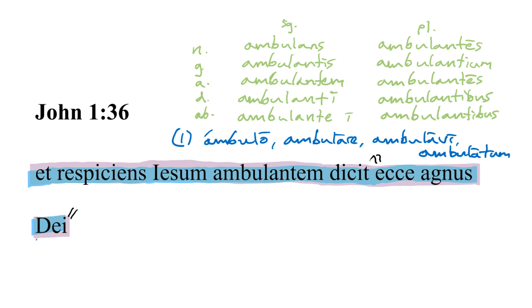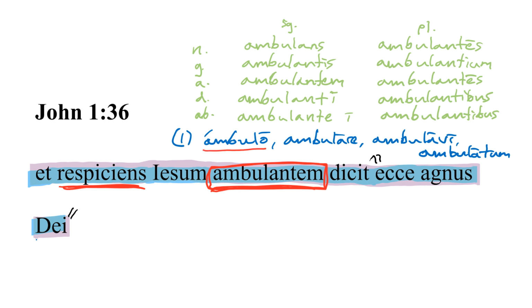The main thing I want to point out to you in these verses is an excuse to do a bit of a review of participles here. We have two present active participles, respiciens and ambulantem. We'll take ambulantem as our primary example just to review the declension of participles and a little bit about their use. First, let's look at the principal parts.